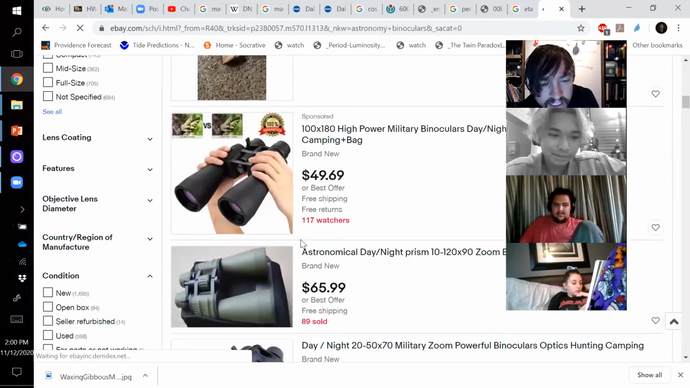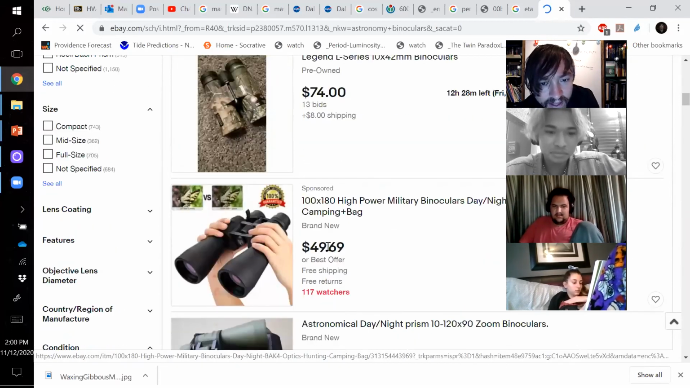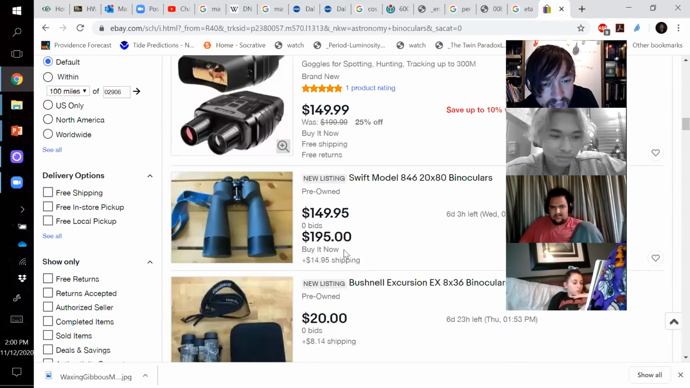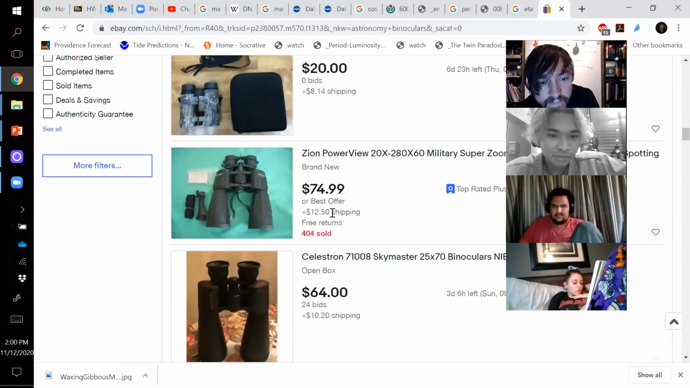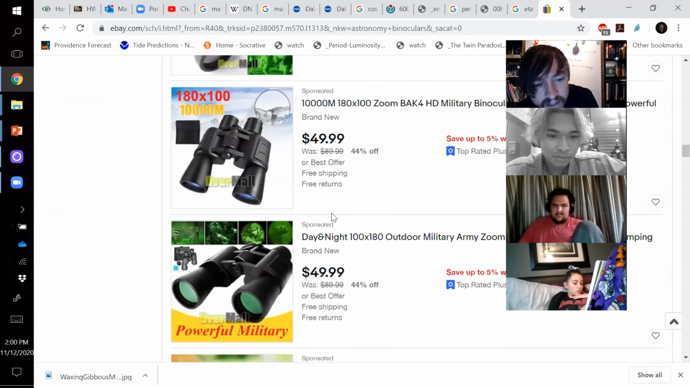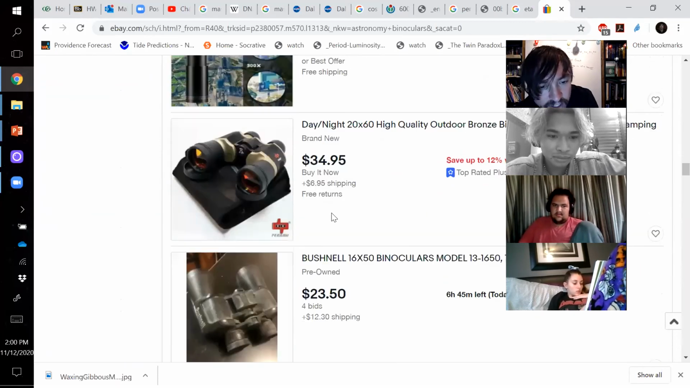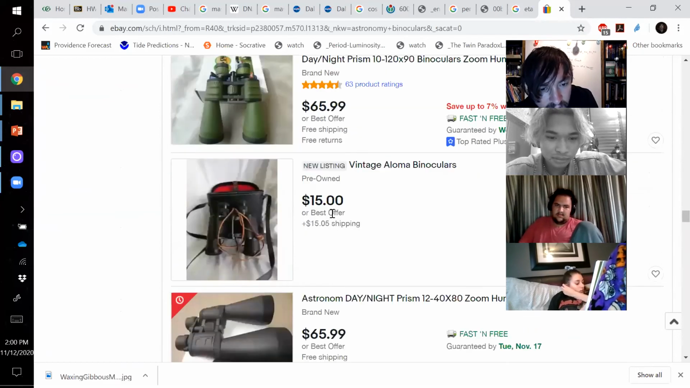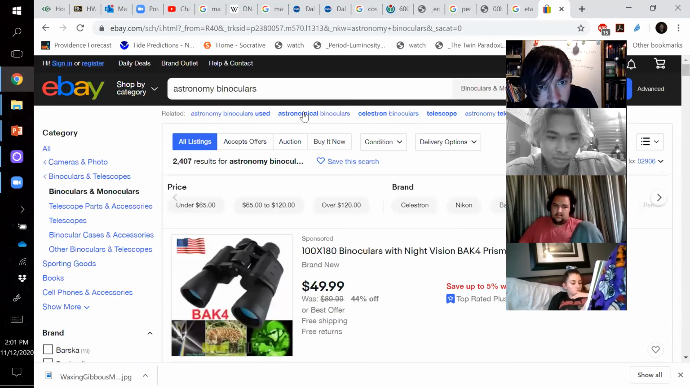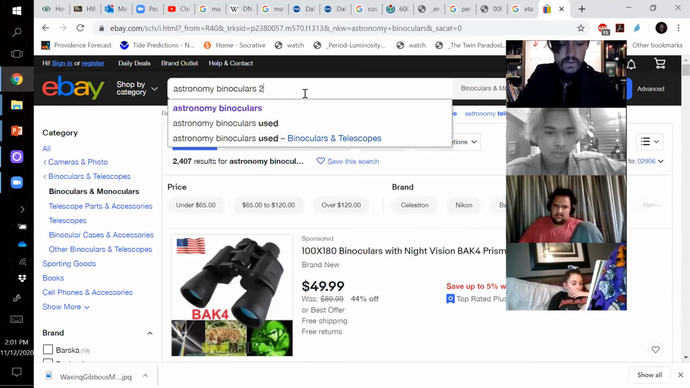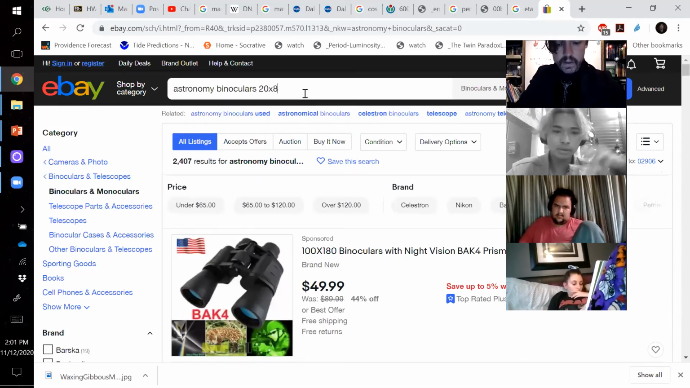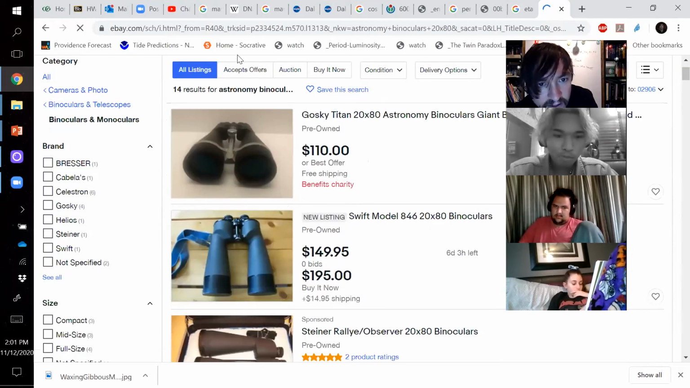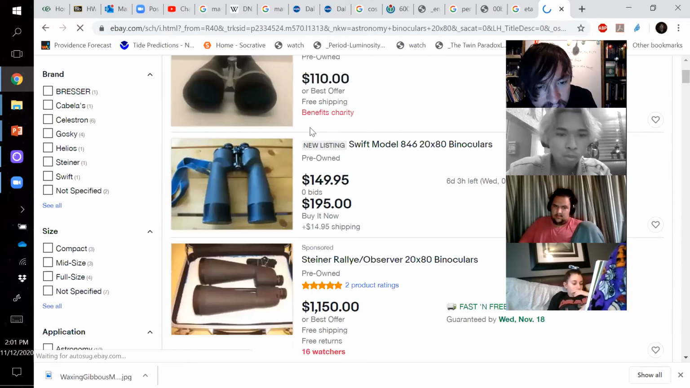I would actually splurge and at least, look, get one like this. 100 by 180, that's $50. Of course, the more money you spend, the better the quality of the optics will be. In general, you want the barrel to have the biggest diameter possible. I would type in astronomy binoculars. Let's do 20 by 80 maybe. Usually the first number is the diameter of the lens, and the second number is the magnification.